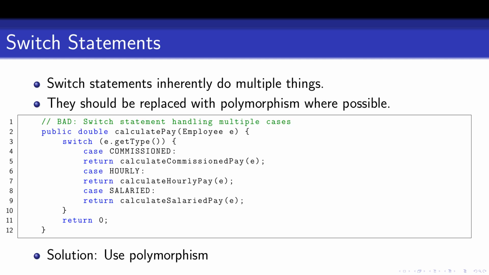Switch statements are tricky, and this slide calls them out. They inherently do multiple things. One case for commissioned pay, another for hourly, another for salaried. It's a bloated function begging for trouble. The fix: polymorphism. Let each employee type handle its own pay calculation. It's cleaner, more extensible, and keeps the function focused.